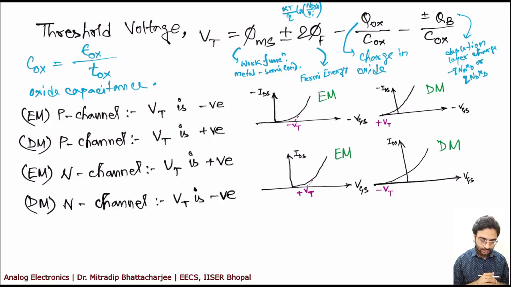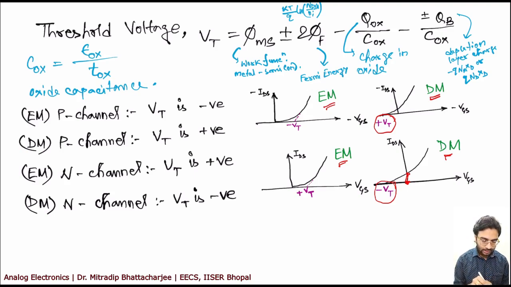Then we have discussed different transfer characteristics, that means the IDS versus VGS curve, for enhancement PMOS, depletion PMOS, enhancement NMOS, and depletion NMOS. In depletion, even at 0 VGS you have some current, so there is always a channel in the device. In order to turn it off, you apply a minus VT for NMOS. However, for PMOS you apply a plus VT so that you can turn that device off.